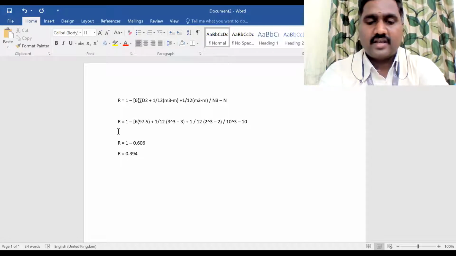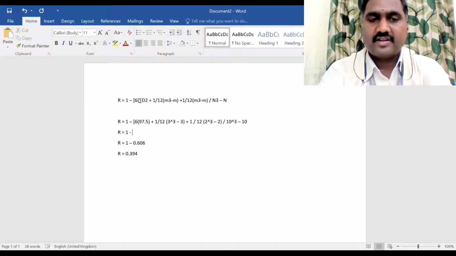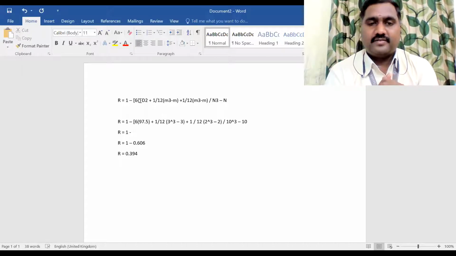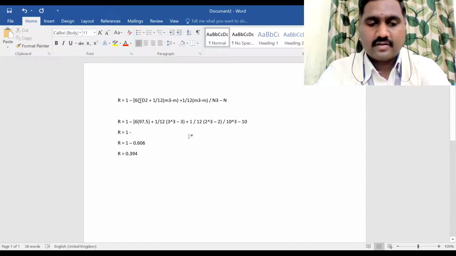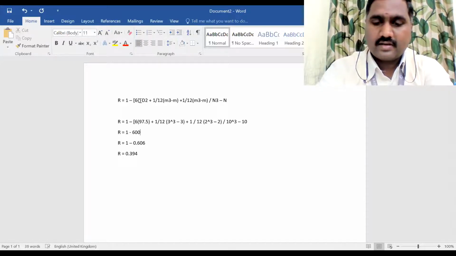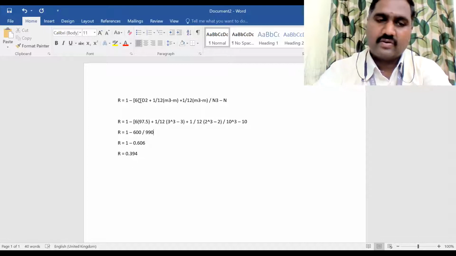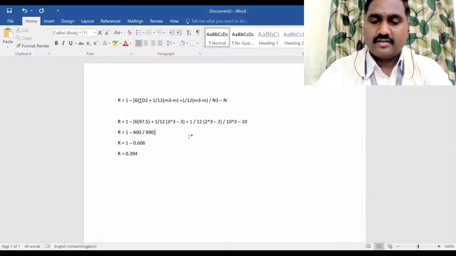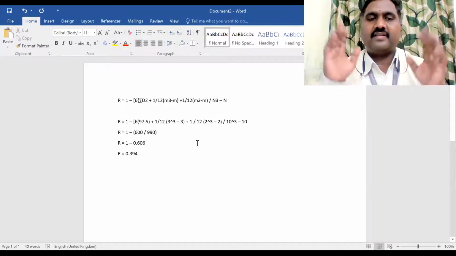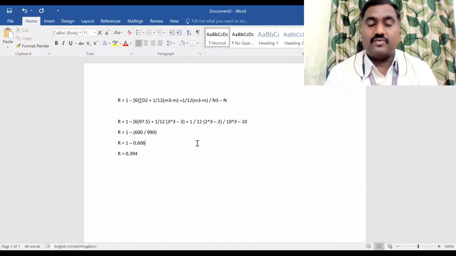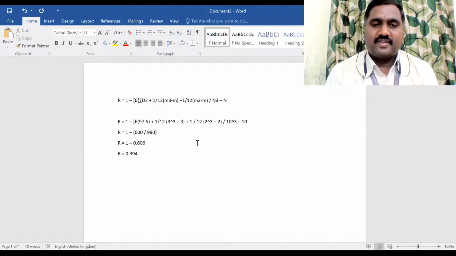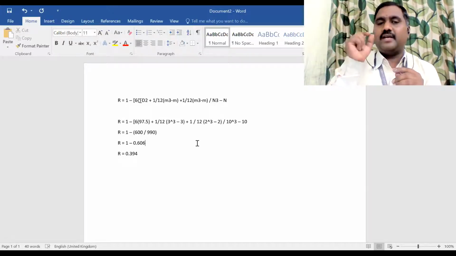JST, can you tell me what is the numerator value? 1 minus the numerator denominator value. So it is 600 by 990. 600 divided by 990. So now, guys, this should be in the bracket. Don't copy as it is, because these people will copy directly and they will read that it is 1 minus 600 divided by 990. So 1 minus 600, like that they will do. So please, the numerator value should be 600, denominator value should be 990. Please cross check.